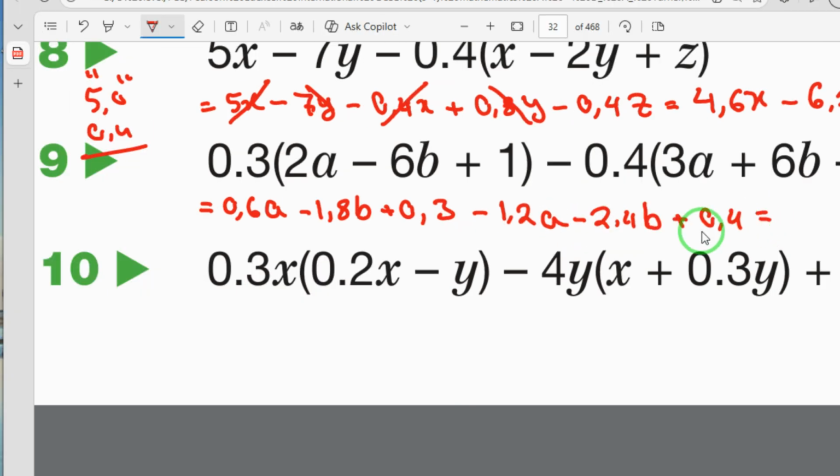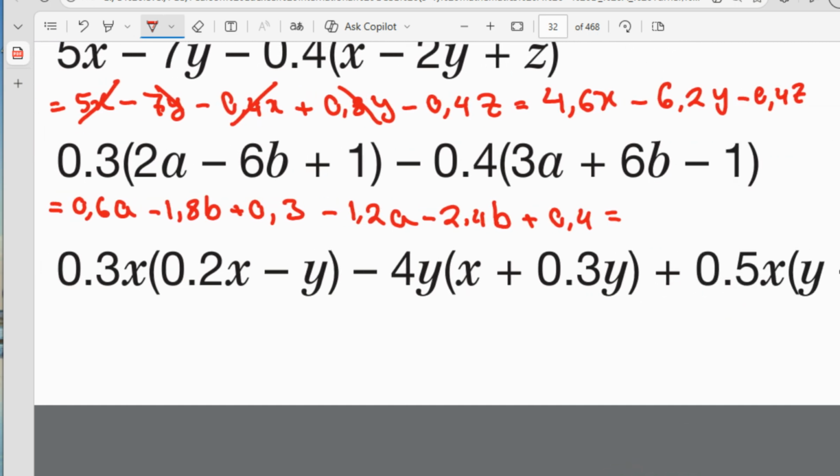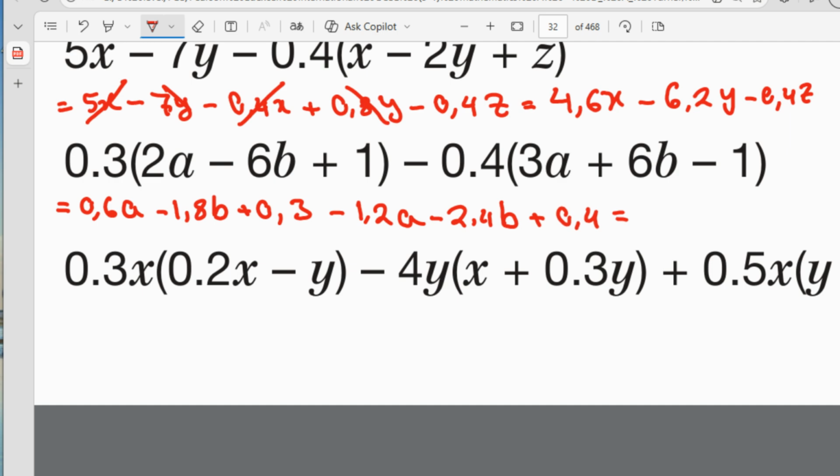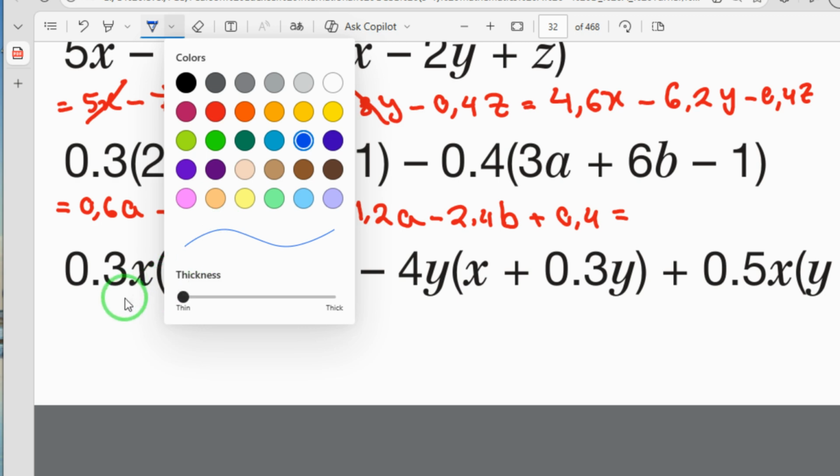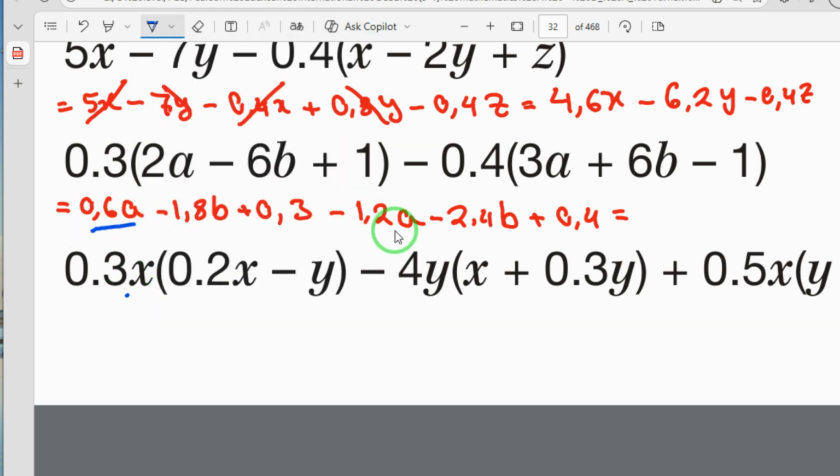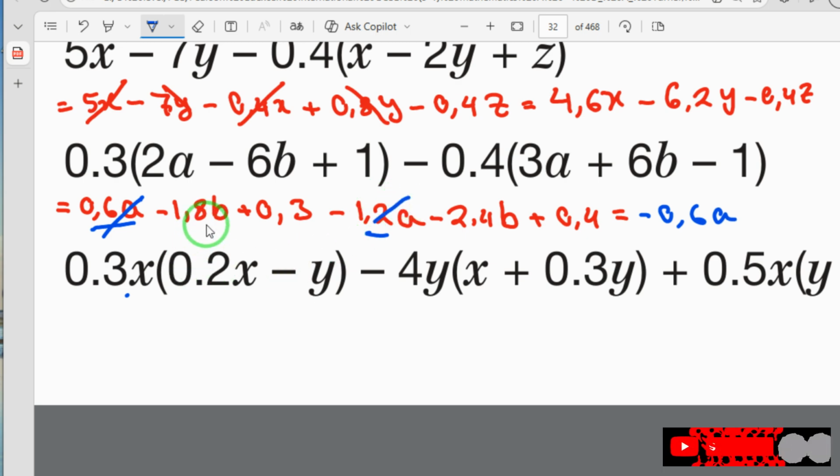Now we look for like terms. Here we have this one, it is a like term. We subtract 1.2 minus 0.6 because they are different signs. We subtract, remain only minus 0.6. We take one of the a. This one is simplified, and here we have b.